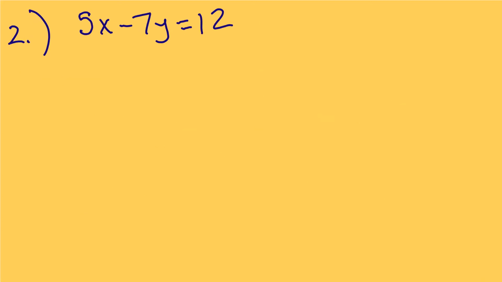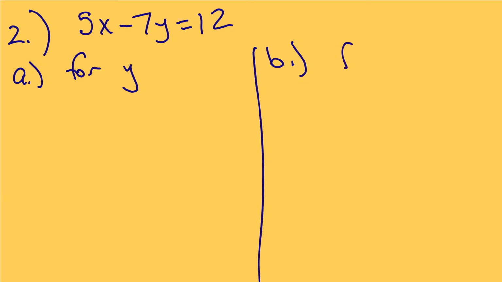Alright, so number 2, we have 5x minus 7y equals 12. Part A is 4y. Part B is 4x. So I have 5x minus 7y equals 12. Y, I always underline the variable that's important. So I know I want to find y, so that's the variable that I'm not allowed to move. I can move everything else. I can move the 5x. I can get rid of the minus 7 times, but I cannot get rid of the y.